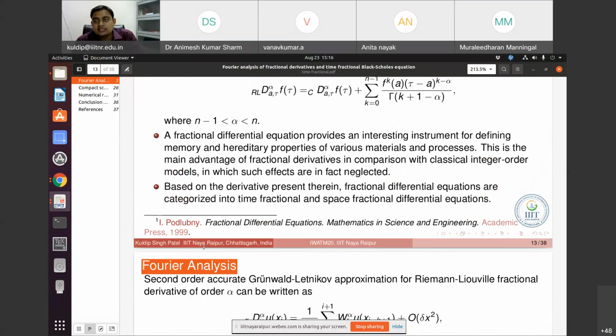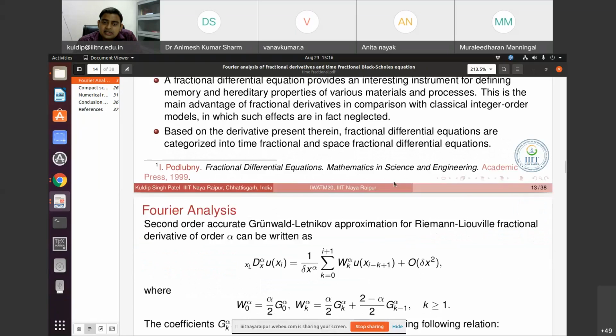Two things I'll be discussing throughout my slides. Let me again say: first, how the existing compact scheme that we discussed earlier can be used for these time and space fractional differential equations. And second, what about the Fourier analysis of these fractional derivatives. I'll come to both one by one.